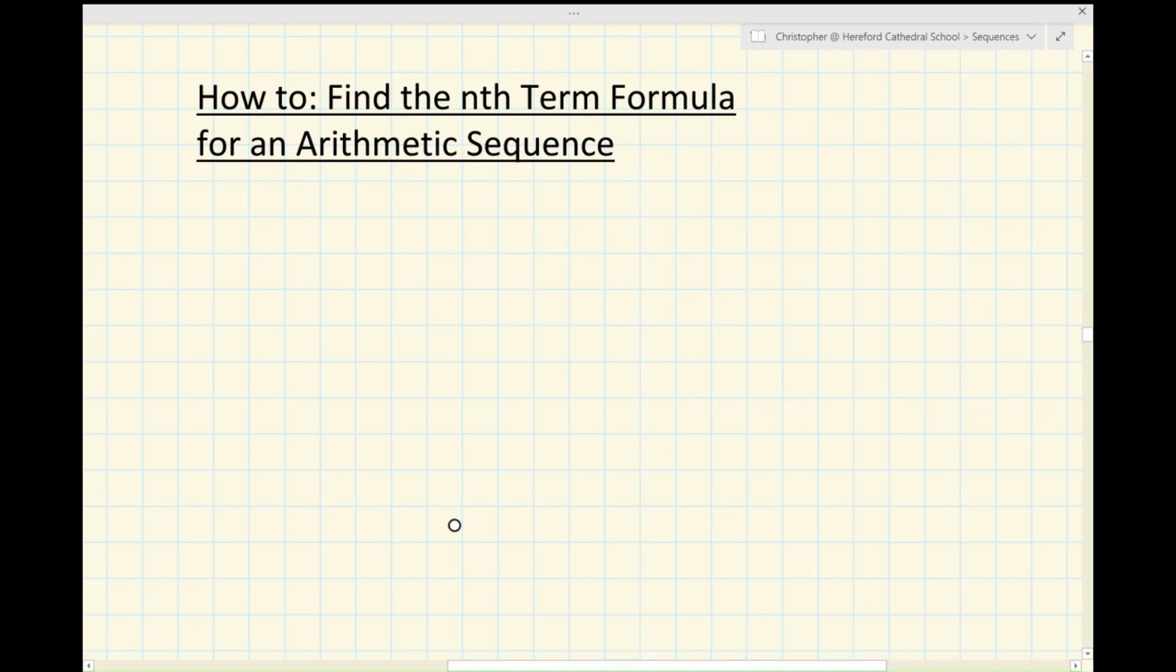Mr. Right here, we're going to find out how to find the nth term formula for an arithmetic sequence. Now, first of all, let's just be clear. An arithmetic sequence is a sequence like this one, 5, 8, 11, 14, where the difference between the terms is always the same. In this case, we've got a constant difference of +3.